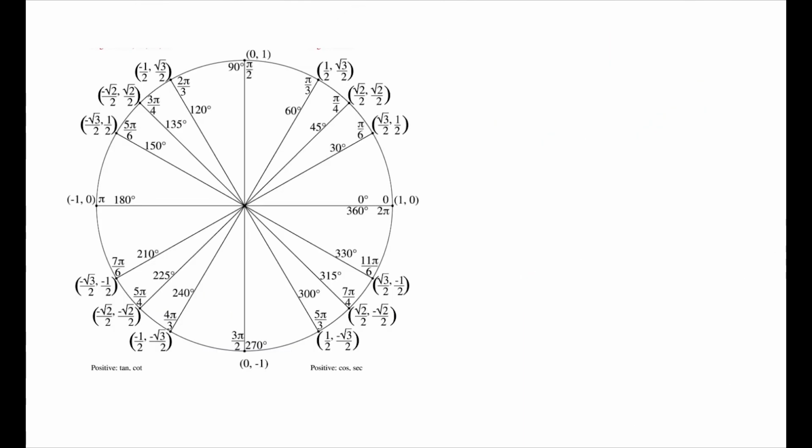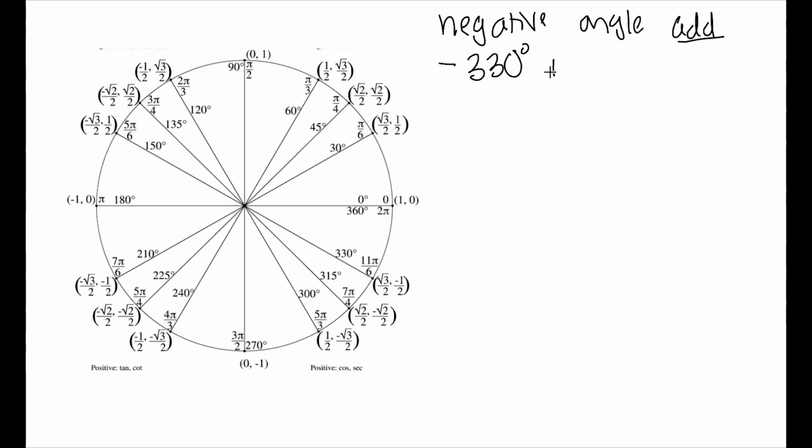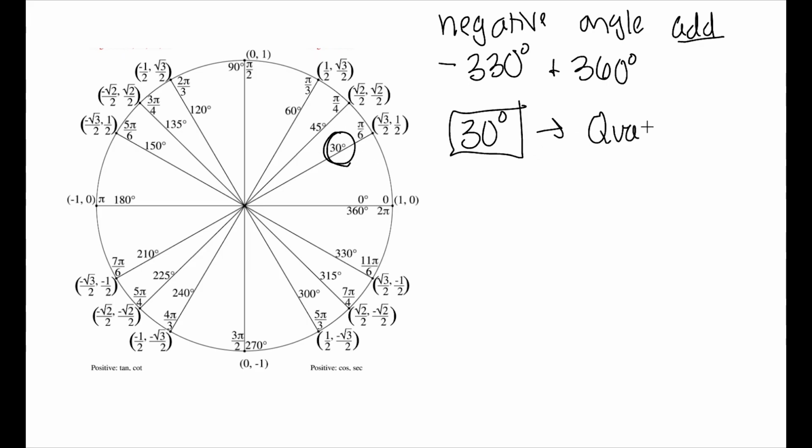For our final example, we're going to repeat the process with a negative angle. Let's try negative 330 degrees. Remember, when it's a negative angle, we add 360. So negative 330 plus 360, which is the same thing as 360 minus 330, gives me an angle of 30 degrees, which is here in quadrant 1.